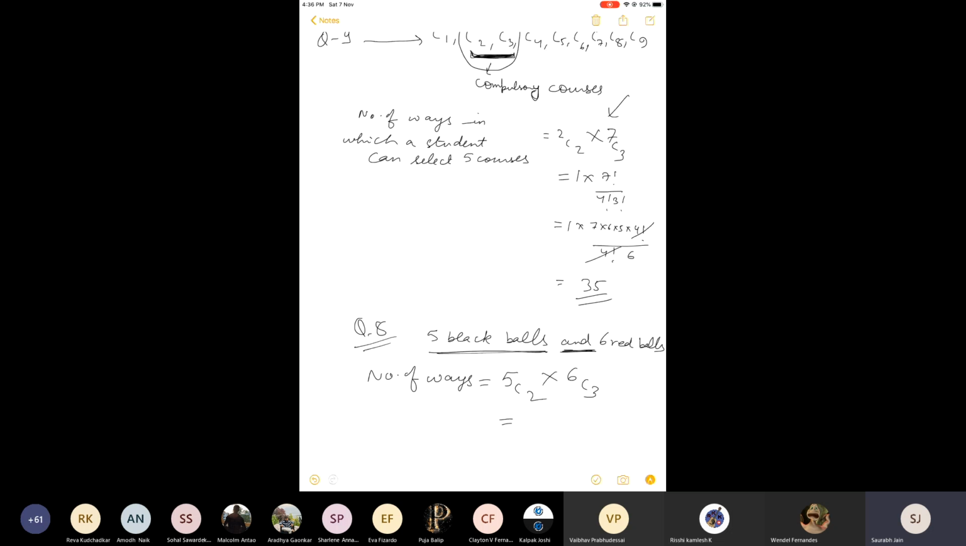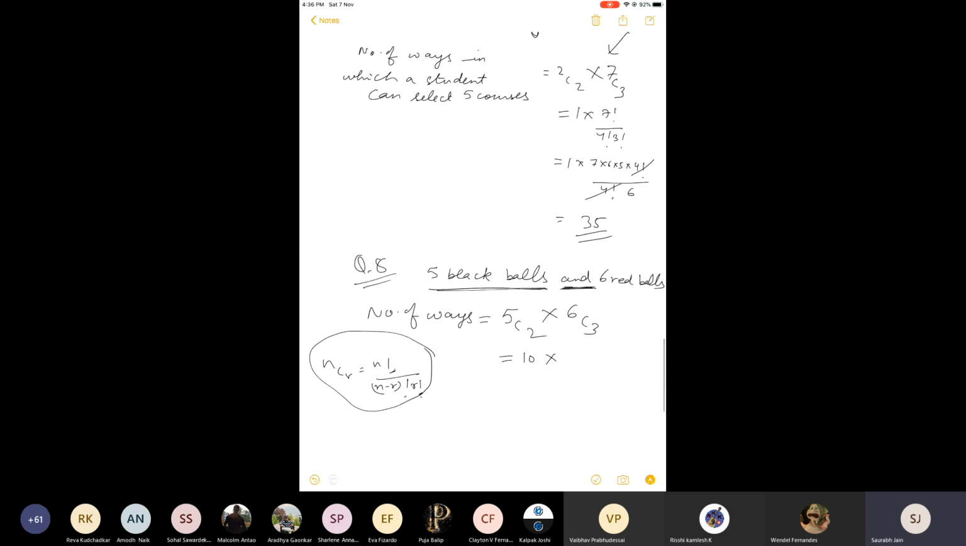5C2. Use the formula of nCr, which is n factorial over n minus r factorial into r factorial. By using this formula, 5C2 will come out to be 10 and 6C3 will be, I think, 20. 6 factorial is 720, by 6 into 6. Yeah, 20. So 200 will be the answer. So there are 200 ways to select 2 black balls and 3 red balls out of the given number of balls.